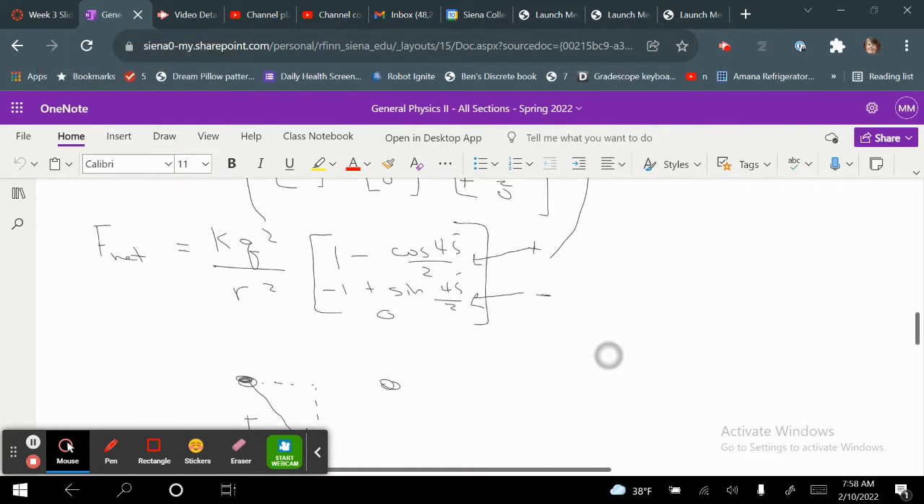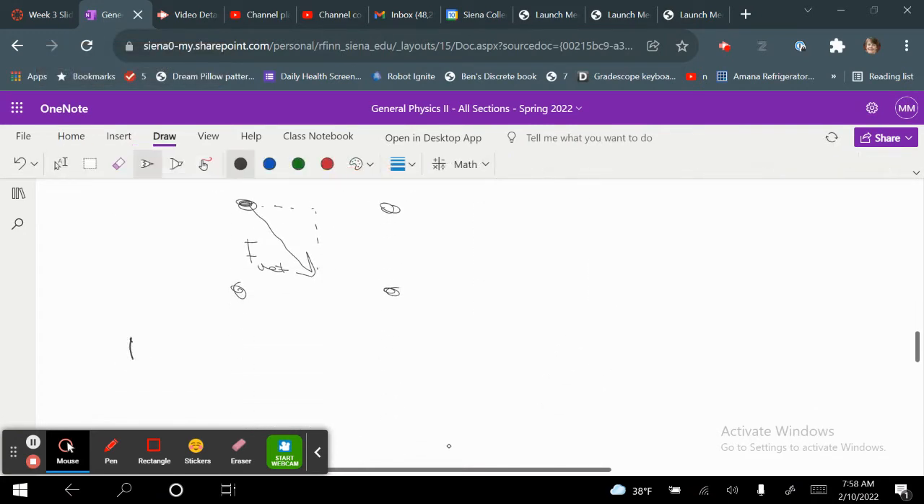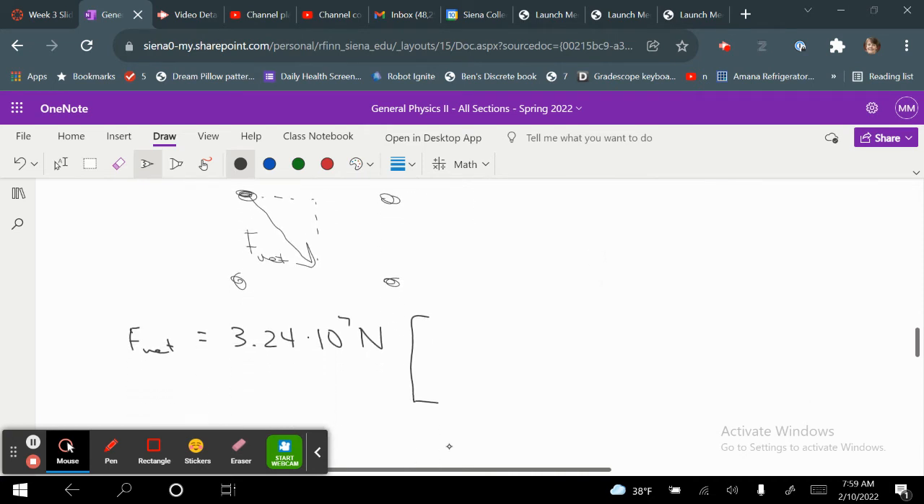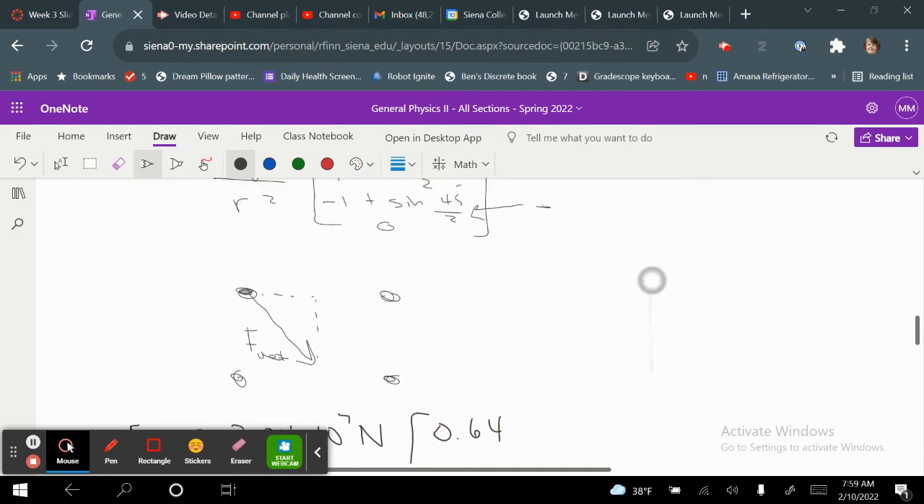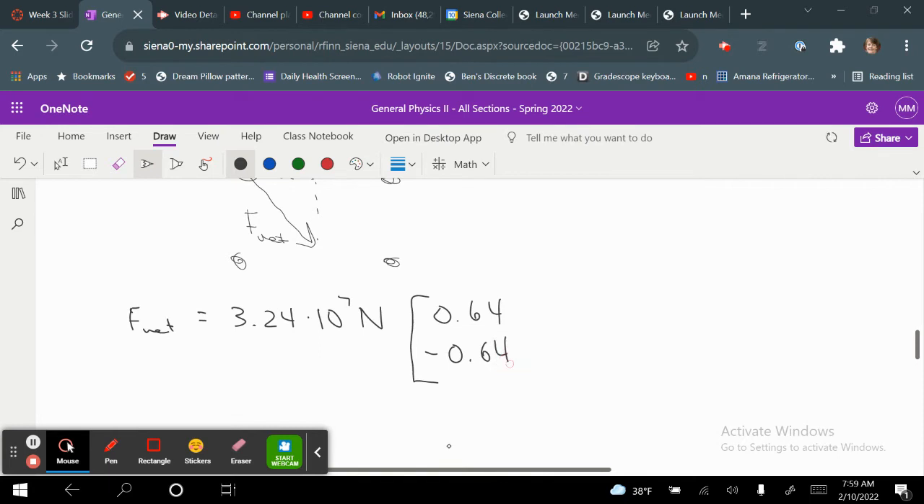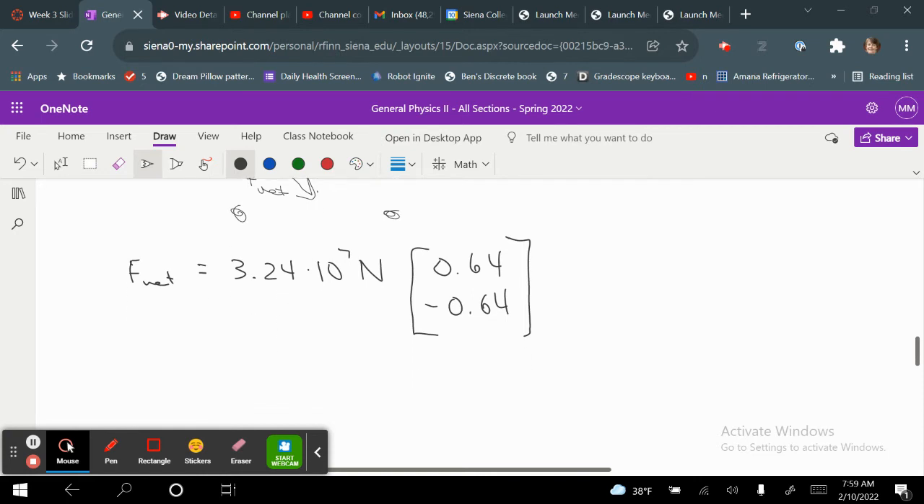Okay, so F net then is equal to 3.24 times 10 to the 7th newtons, and then I have 1 minus 0.64, and then we had sine, so 0.35 minus 1, so this is minus 0.64. Since these two numbers are the same number, just equal and opposite, our angle is going to be 45 degrees. So I don't even have to figure that out.